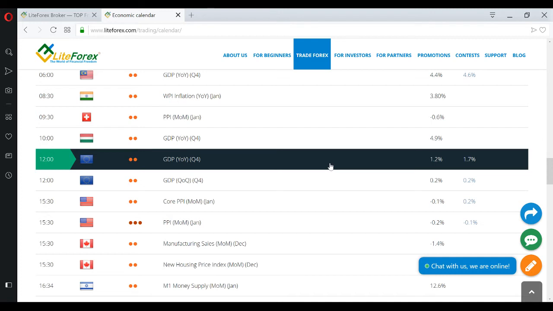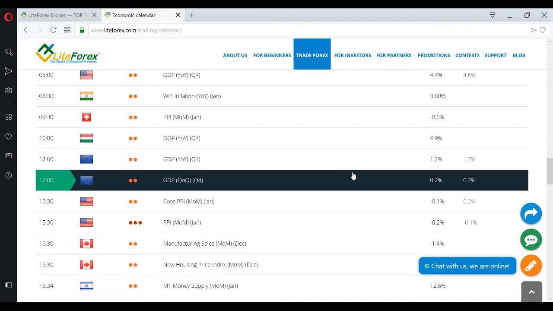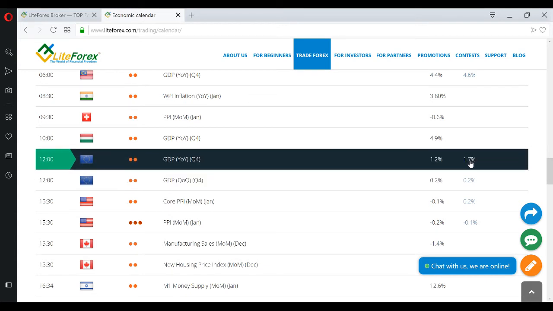European GDP for the fourth quarter will be released. Some positive changes are expected here in the economic calendar. We'll see. However, remember that last week the European Commission sharply cut economic forecasts for the euro area for 2019 and 2020, and this was one of the reasons why the euro declined that much last week.